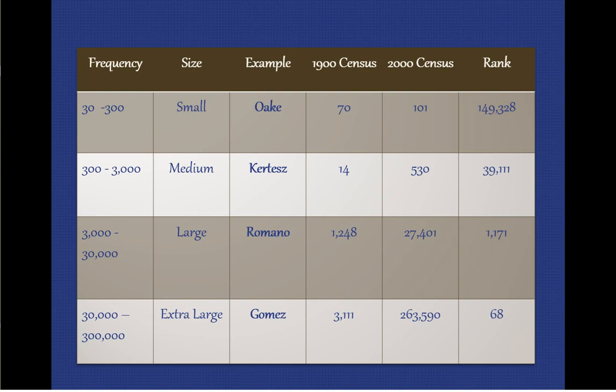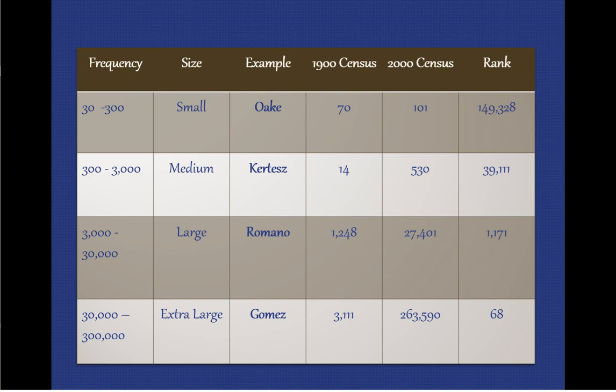In our first example, Oak, that's an English surname meaning someone who lived near an oak tree or by an oak wood. The surname Oak is considered a small one-name study, as the surname occurred 70 times in the 1900 census and 101 times in the 2000 census. As you can see, the surname Oak ranks quite far down, as 149,327 surnames are more common than Oak. Now, it's not a common surname in the United States, but perhaps it's very common in England.